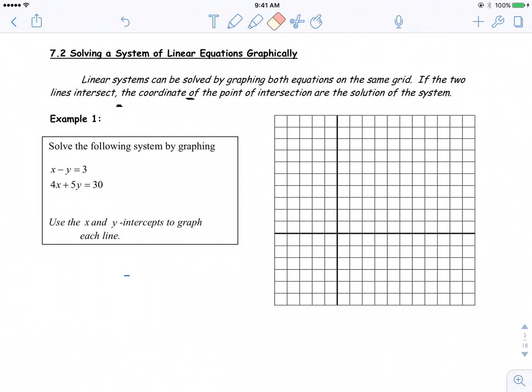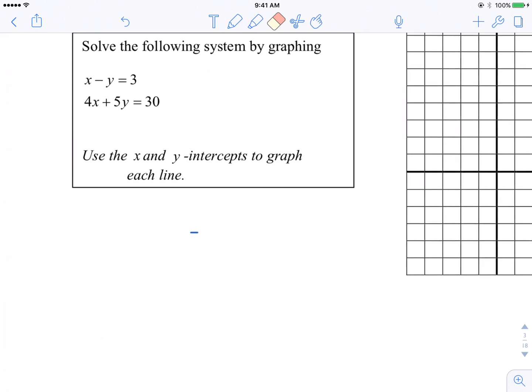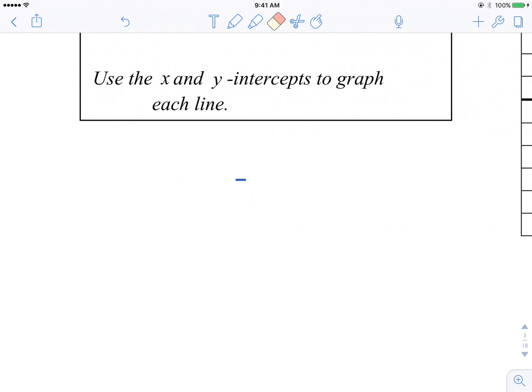Solve the following system by graphing: x minus y is equal to 3 and 4x plus 5y is equal to 30. It says to use x and y intercepts to graph each line. If you can graph a line by x and y intercepts, or by slope-intercept, or by point-slope, or by a table of values, and it doesn't tell you how, then pick whichever method you want. If it does specify, and in this case it specifies using x and y intercepts, then you need to do that, because that's the process the textbook or teacher would be looking for.